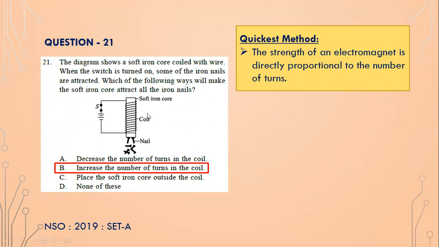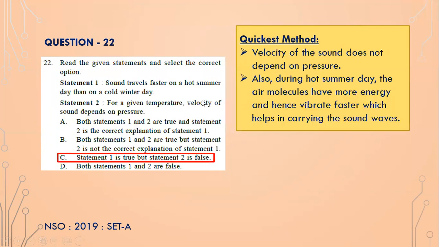If the coil has a denser number of turns, more will be the electromagnetism induced, because the strength of an electromagnet is directly proportional to the number of turns. If you increase the number of turns, stronger will be the electromagnet. So that is the principle of electromagnetism.